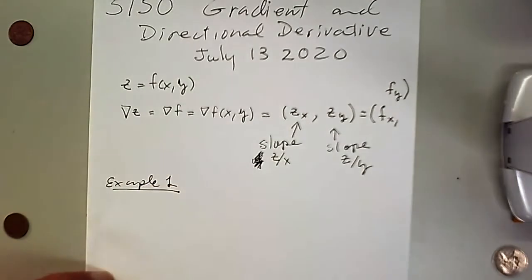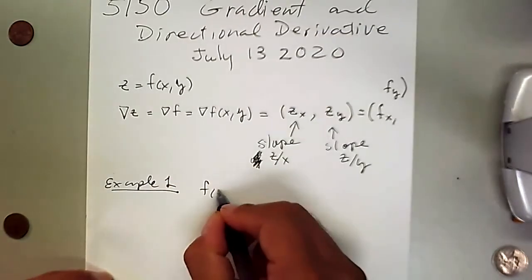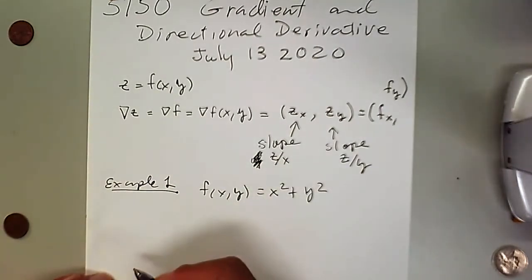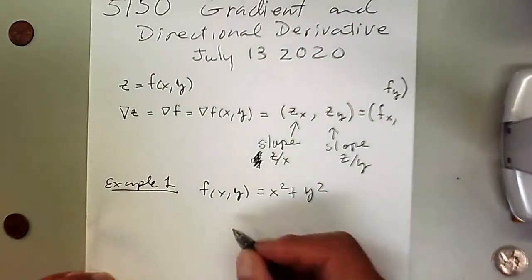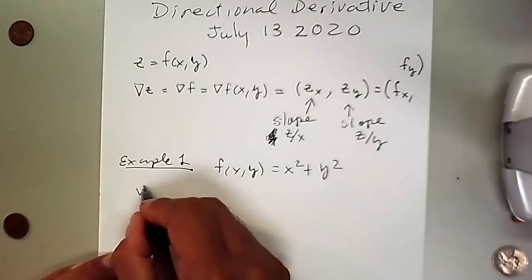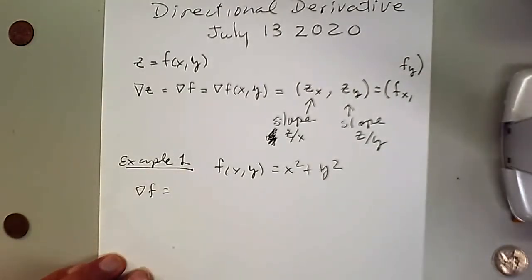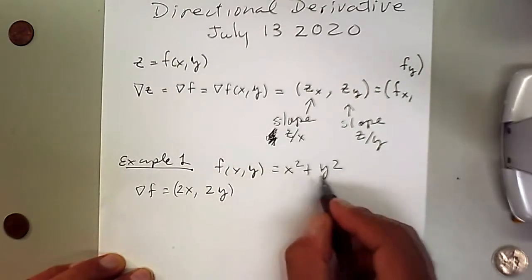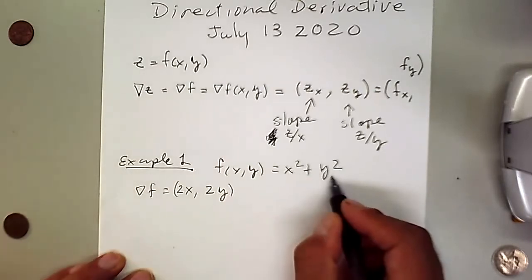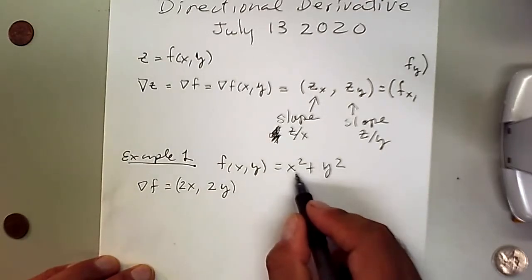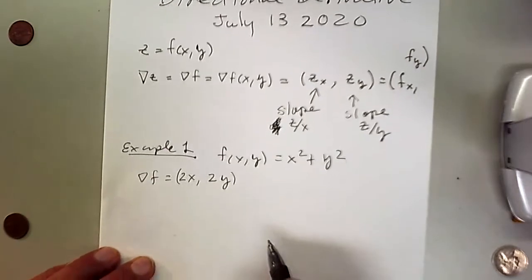Example 1. Let's say f of x, y equals x squared plus y squared. That also means that z is equal to x squared plus y squared. So the gradient of f is 2x comma 2y. So the derivative of this with respect to x is 2x. y is assumed to be a constant. The derivative of this with respect to y is 2y, because we're assuming x is a constant in that case. So that's how we get 2x and 2y.